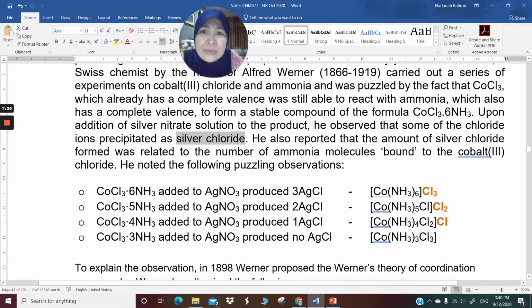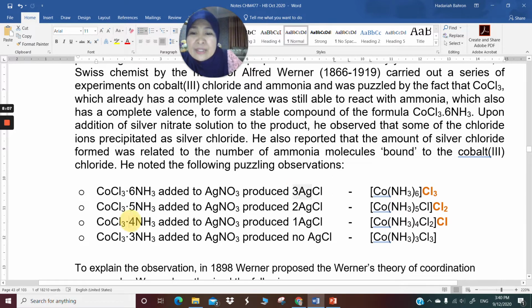And he also observed something more puzzling. He observed that the amount of silver chloride formed was related to the number of ammonia molecules bound to the cobalt chloride. So when he had CoCl3 6NH3 and added silver nitrate, he got 3 equivalent amounts of silver chloride. But when he reduced the ammonia to 5 ammonia, he only got 2 equivalent amounts of silver chloride, not 3.